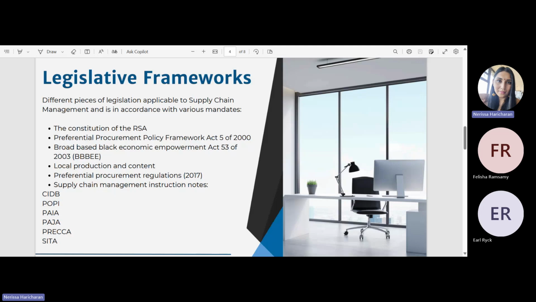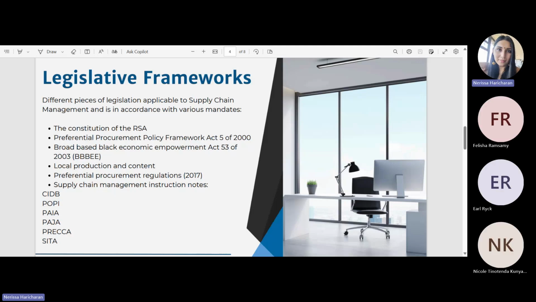Then we have PRECCA, which is the Prevention and Combating of Corrupt Activities Act. Basically you want to minimize corruption, bribery and fraud, especially when it comes to procurement. So it mandates, especially if a public official comes into a business, to report any corrupt activity. I know what I'm saying is sometimes not always actionable, but this is basically what the policies state. They want something that is more ethical, especially from a supply chain management practice side. You want to rid corruption and be as fair as you possibly can.